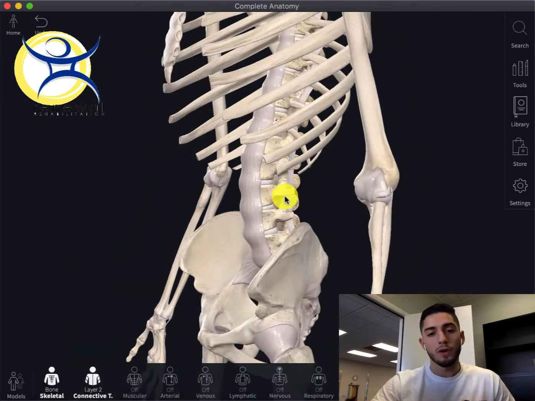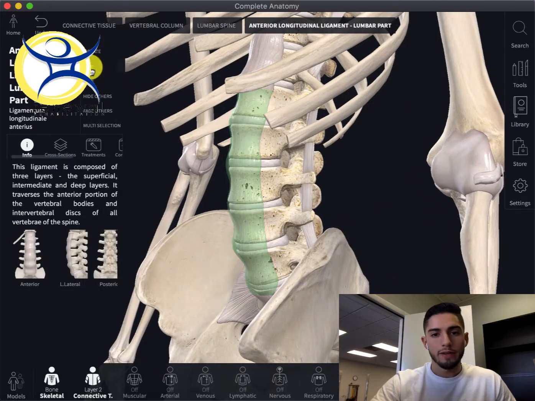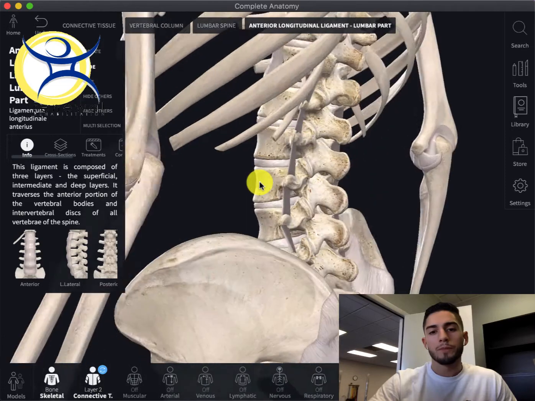The second issue are disc herniations. And basically with disc herniations, let me go ahead and get rid of some of this connective tissue here. Okay, so let me go ahead and hide this. Perfect. So, what's a disc herniation?